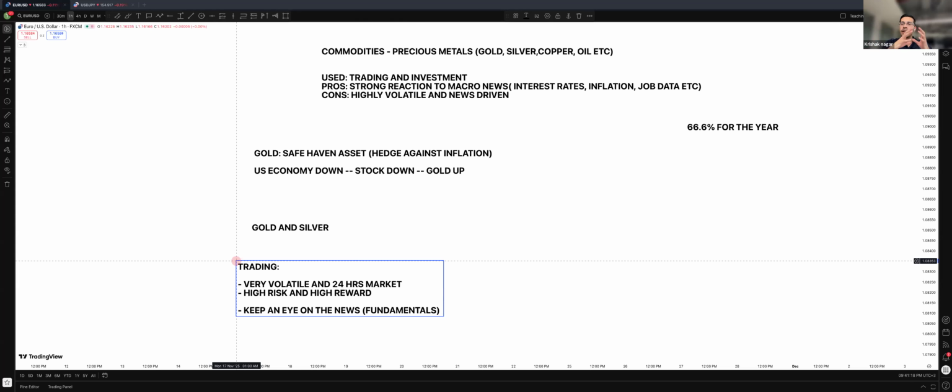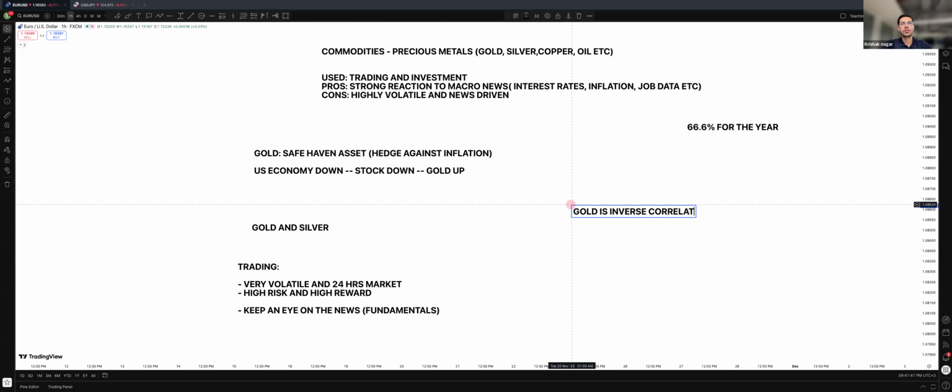But in bad times, like when the US economy is not performing well, when the markets are down, when the dollar is down, it is inverse. Now, gold has an inverse correlation with the US dollar, meaning if USD is down, gold goes up, and vice versa.